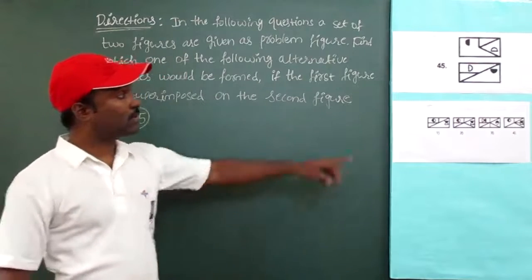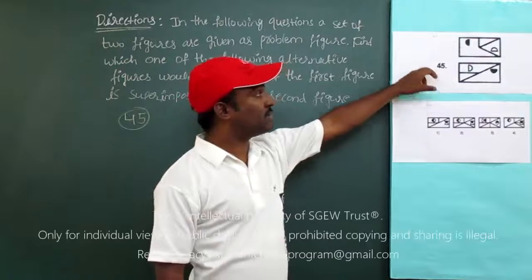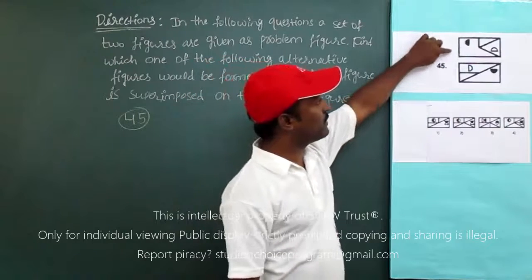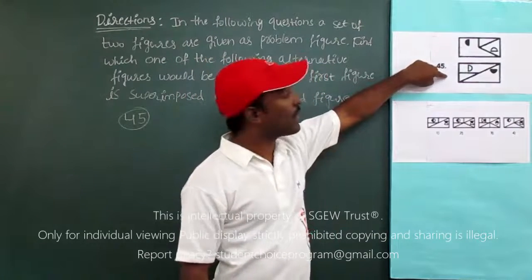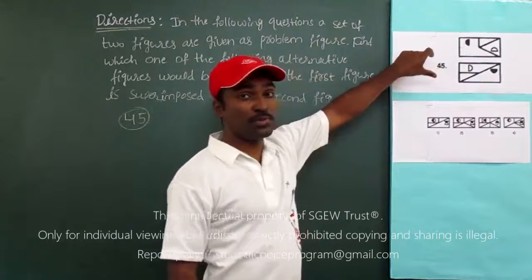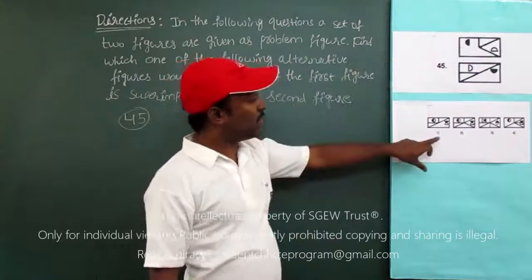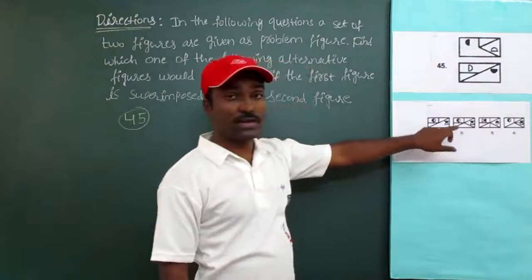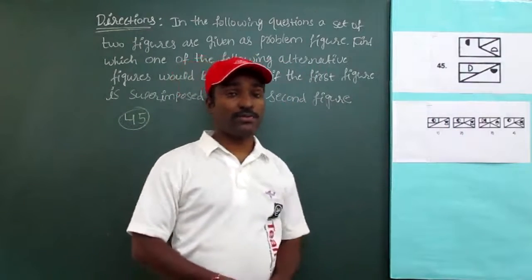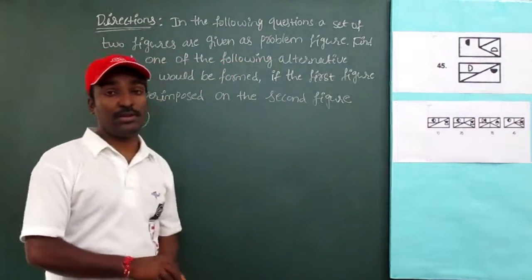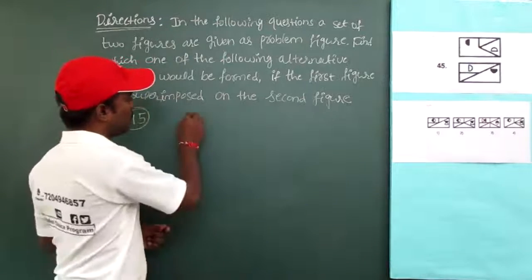Now coming to this given figure. So here I am having two figures. This is the first and this is the second figure. And we have to find the superimposed figure, and four alternatives are given and we have to select the correct one. So before moving to that problem, I will explain what is the superimposed figure.